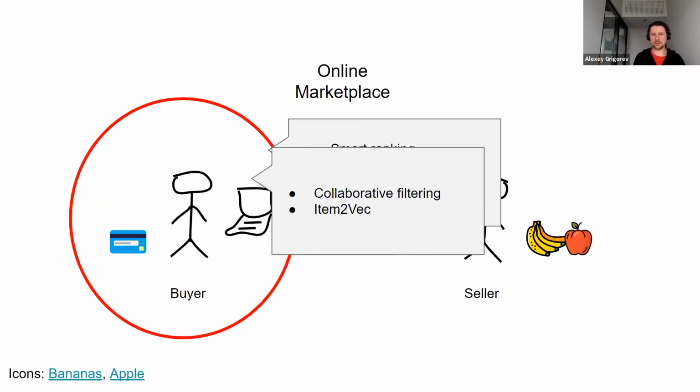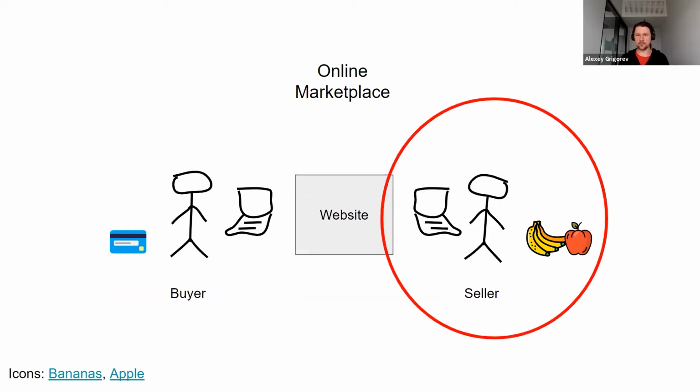The names that you see here maybe don't tell you much, but these are the names of the recommender systems that we run. I'll talk a bit more about recommender systems later, but this is a very big and important area for an online marketplace to make buyers happy.